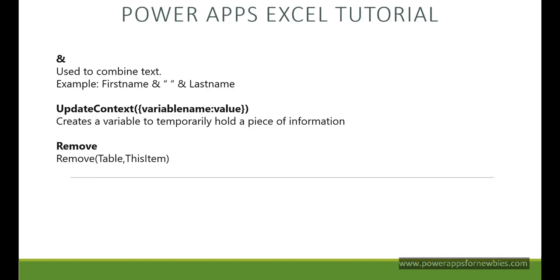Remove. We use the Remove function within the gallery to remove a row of data. And all we do there is we put the Remove function, the name of the table that we want to remove the data from, and we use the ThisItem property to refer to the item that we want to remove, so the current record that we are on.